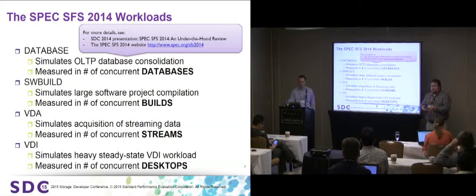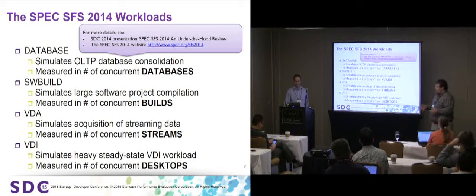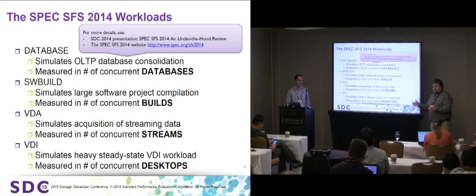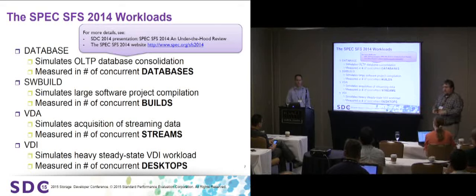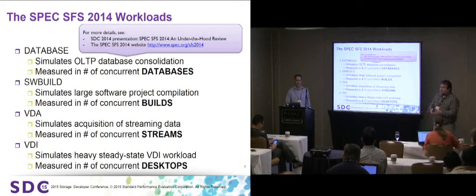We have four workloads: database, software build, VDA, VDI. Database and VDI are both highly random transactional workloads. The database is OLTP, transactional database. So they're very similar workloads. In this case, database winds up looking a lot like VDI, so we're not actually going to talk about database. Software build is modeled after either large software project compilation, like I say there, or lots of simultaneous smaller builds. And it's very metadata heavy. It doesn't do a lot of actual data operations. The ones it does do are whole file reads and writes, like you'd expect from a software build.